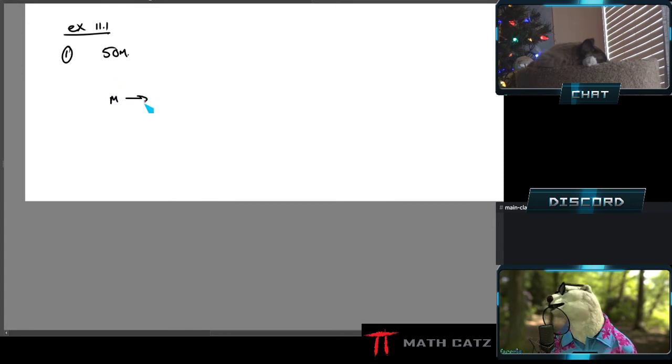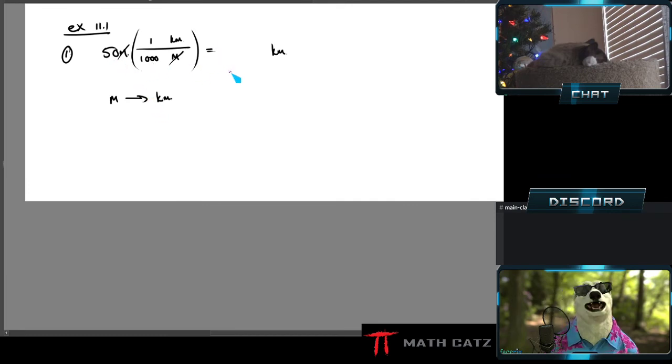I want to go meters to kilometers. Well, I can do that right away, right? So my meter unit and my kilometer unit will be positioned like this so that the meter unit can cancel, and my answer will be in kilometers. What's the conversion pair? 1 kilometer is 1,000 meters. So then 50 over 1,000. Let's show it in the chat.